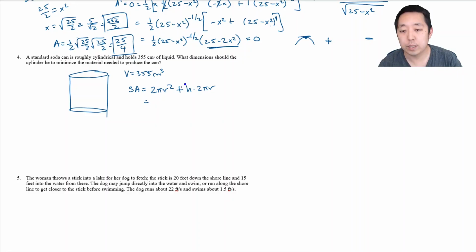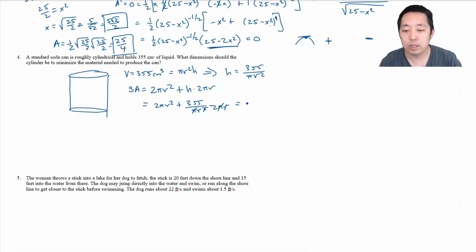But the problem is I have 2 variables here, and I want to optimize. I need to put it in terms of 1 variable. So I look at the volume here. The volume is pi r squared h. And now I get to choose which variable I want to solve for. I guess I'm going to solve for h because it's kind of the easier one to replace. So h is going to be equal to 355 over pi r squared. So I'm going to put that into here. So this is equal to 2 pi r squared plus 355 over pi r squared times 2 pi r.